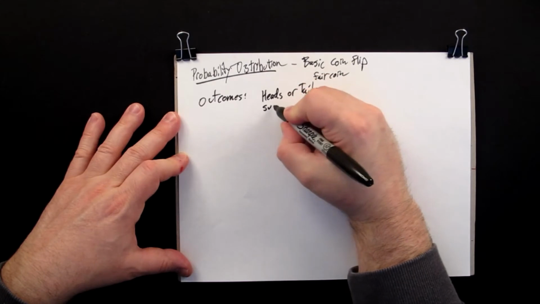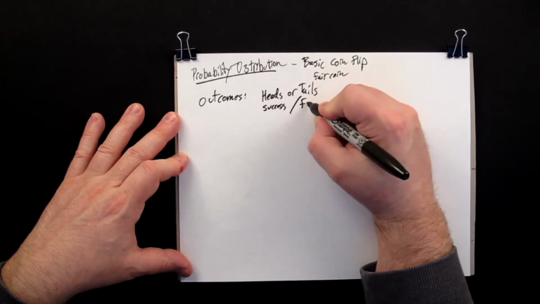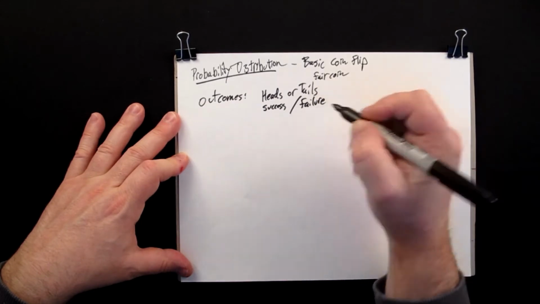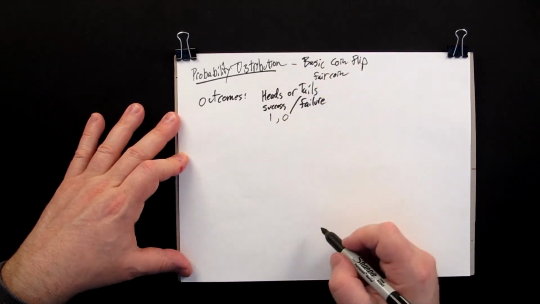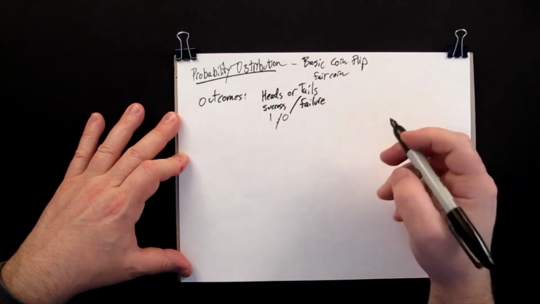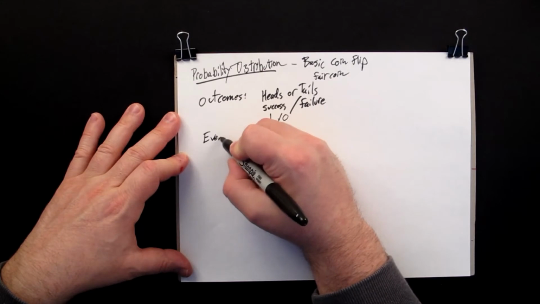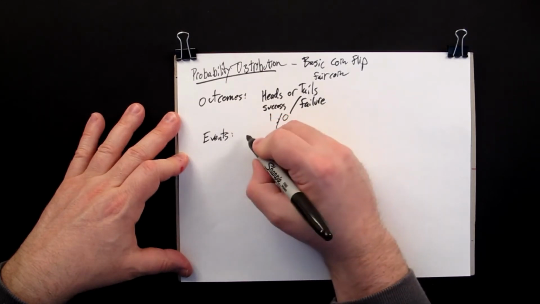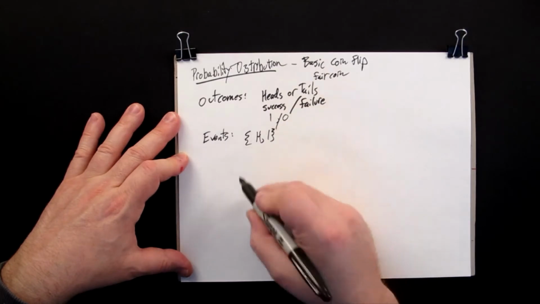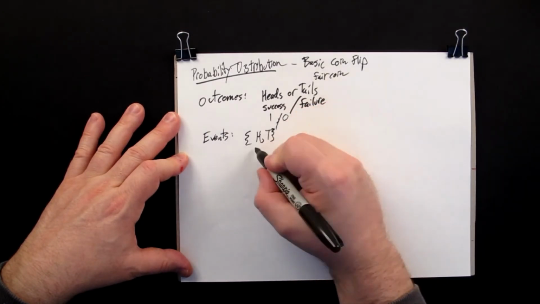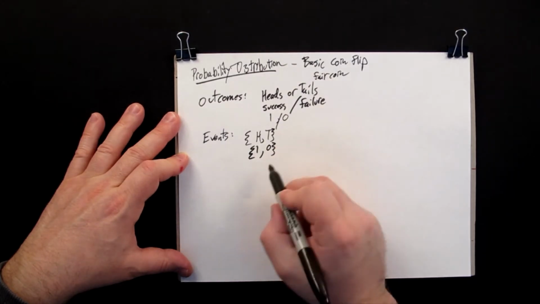You can also think of it as success, failure, 1 or 0. You could also use a different encoding on this. You can pick whatever you want. So the events would be the space heads or tails. Generally speaking, when we're doing this, we're going to be probably thinking about 1 and 0 for many of them because it makes certain things convenient.